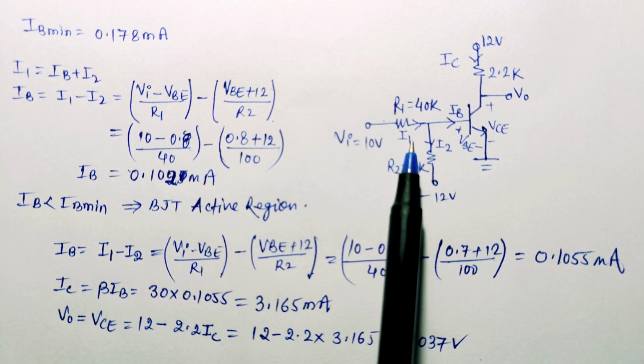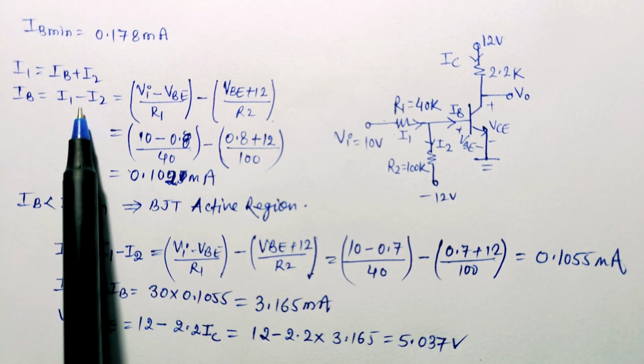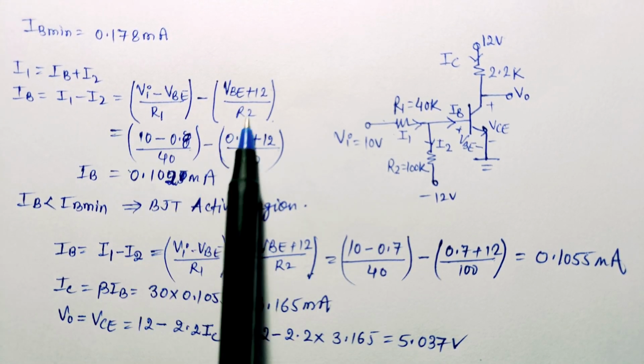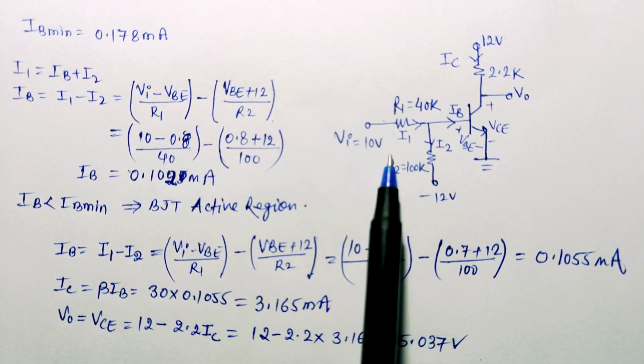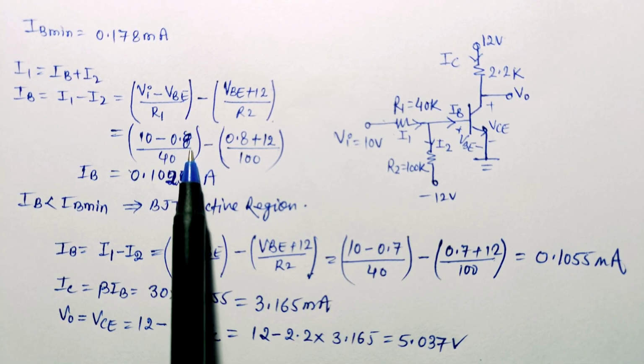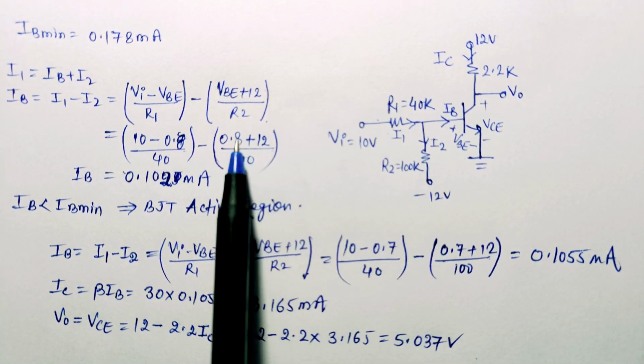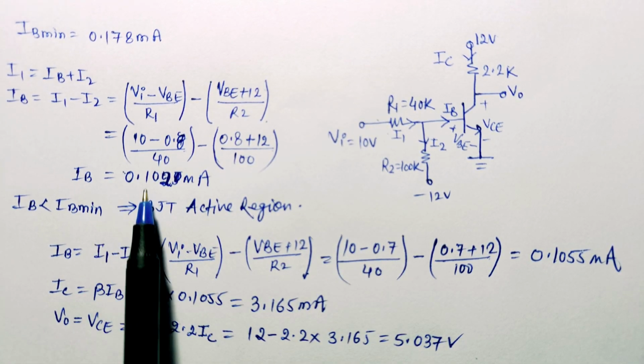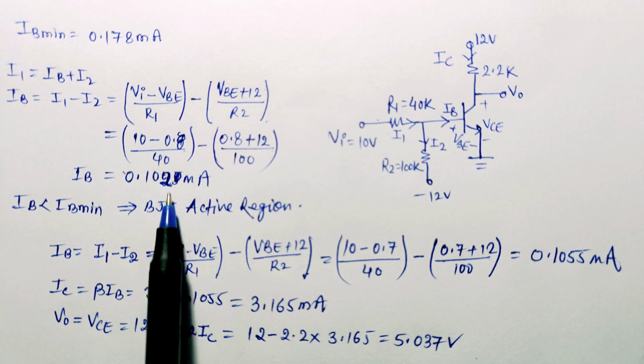Here I1 can be written as IB plus I2, and IB value will be equal to I1 minus I2. We can calculate I1 by this equation and I2 by this equation. Now here we can see that VI voltage is 10 volt, VB voltage is 0.8 volt when this transistor is in saturation region, and R2 value is given as 100 kilo ohm here. So we can calculate IB value, which is equal to 0.102 milliampere.